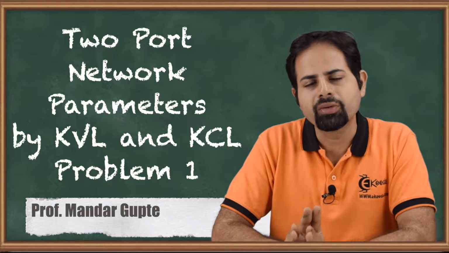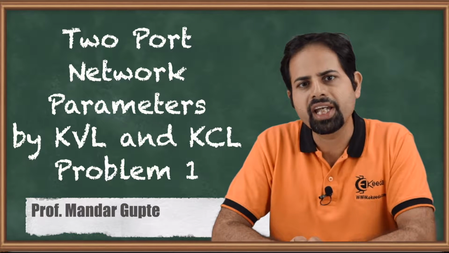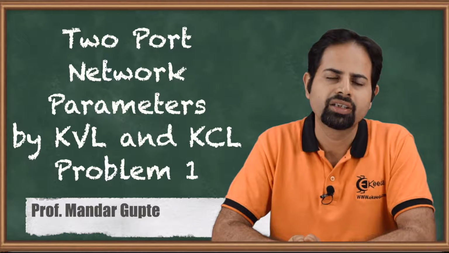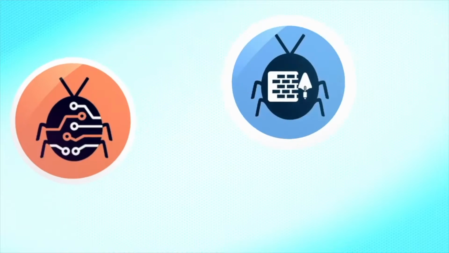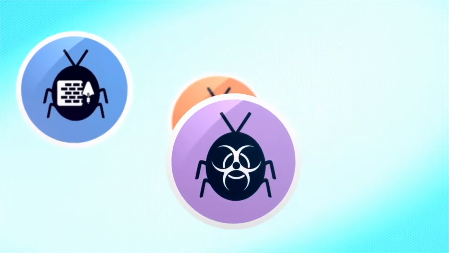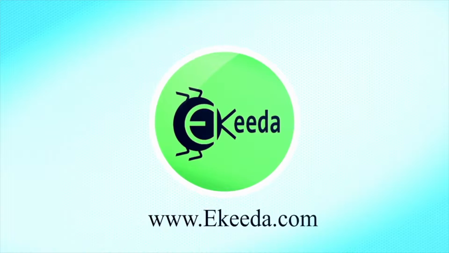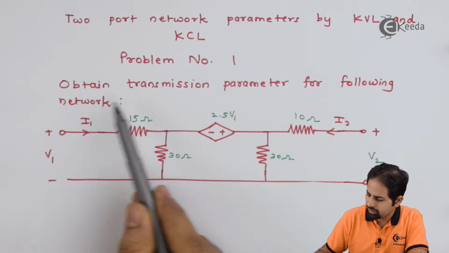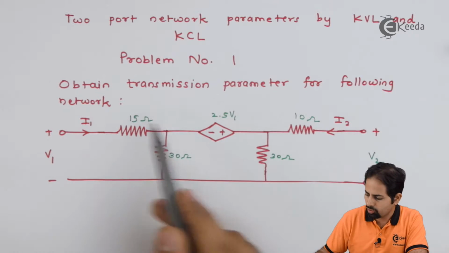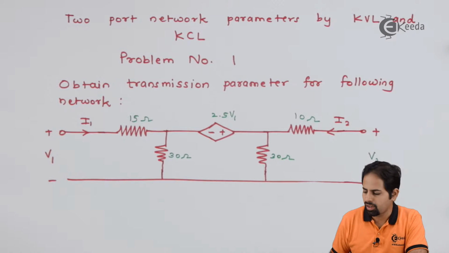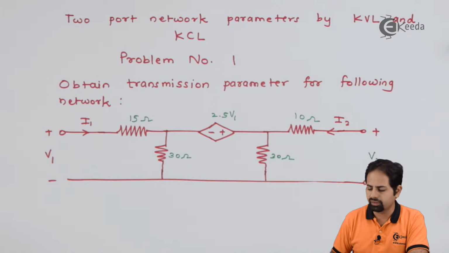Today we will see how to solve problems on two-port networks by using KVL or KCL. Let us go to problem number 1. Here you can see we are supposed to get transmission parameter for the following network, and that is also by using either KVL or KCL.